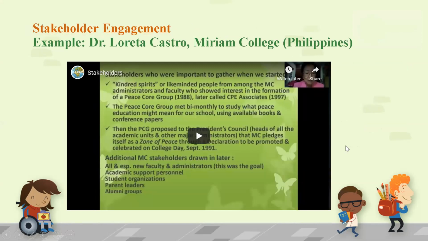So Dr. Loreta Castro did amazing work early on getting those key stakeholders together. Let's listen a little bit here to some of the good work that they did to get the support they needed to create 2 national policies.